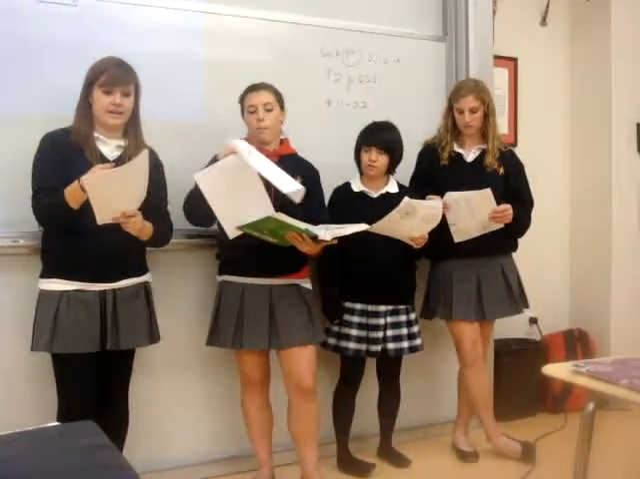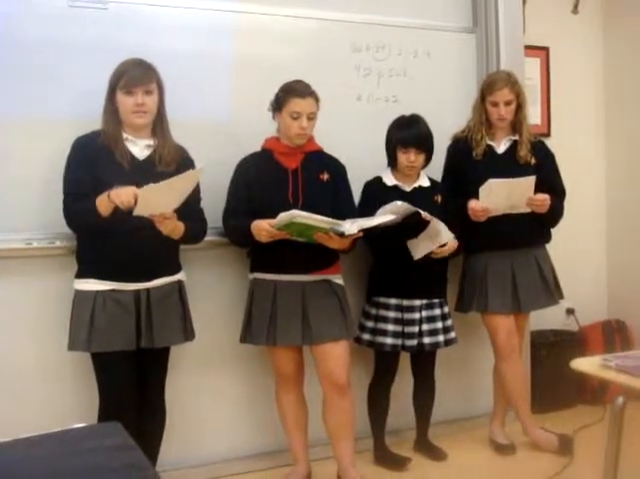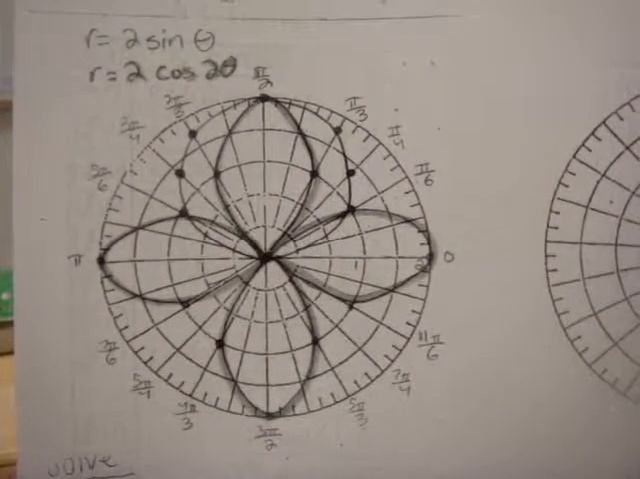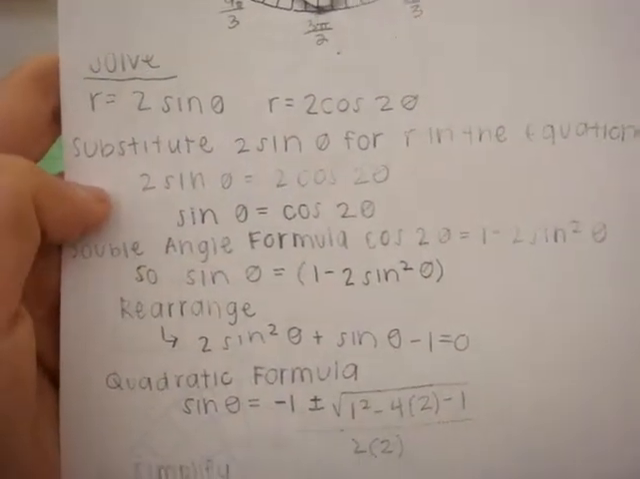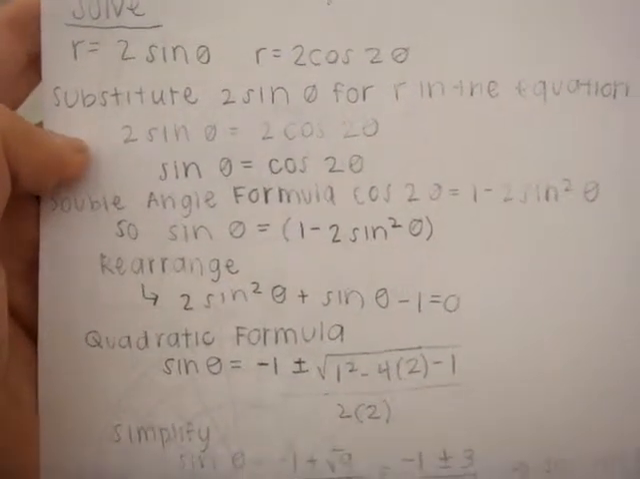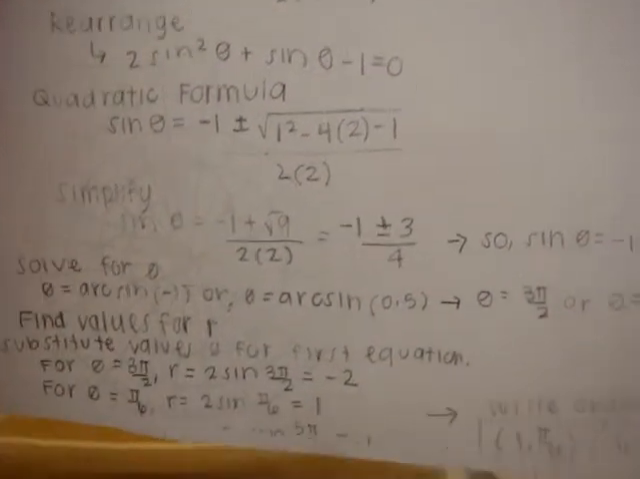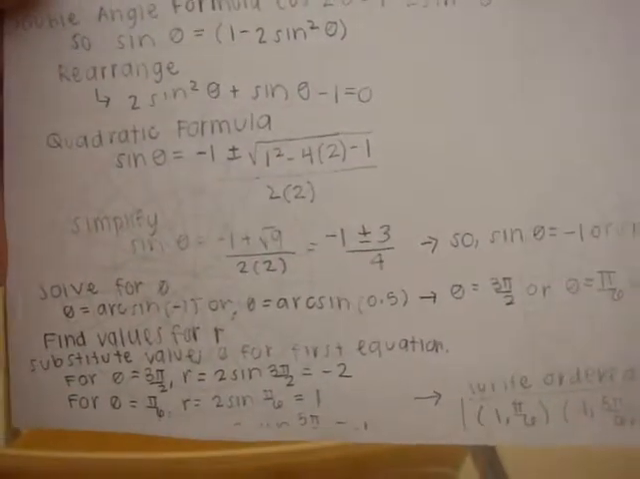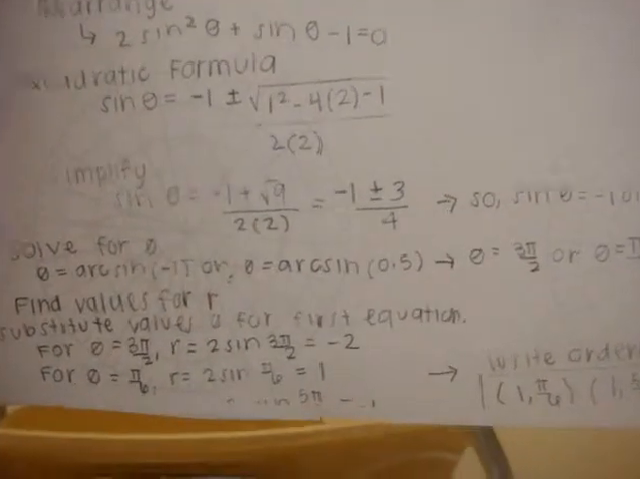So on the back, we actually solved number 9, and that's just a graph of both of them together. And then there's a graph for your practice. And then to solve the equation, you have to use algebra and trigonometry. So you substitute the two equations so they're equal to each other. And then you use the double angle formula. And then you rearrange the terms and use the quadratic formula and simplify. And then you solve for theta using arc sine. And then you find the values of r and substitute the values of theta into the first equation. And then you get your 3 ordered pairs.